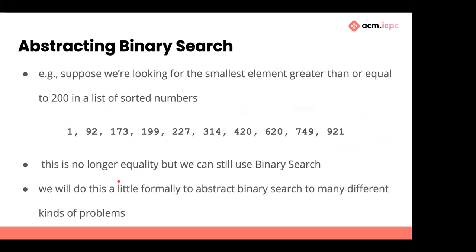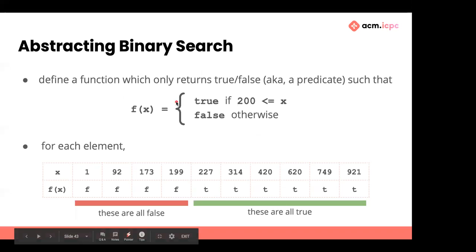And before we just jump into the code, I believe just looking at the code is also intuitive for this problem. We're actually going to formalize this a little bit so that we can abstract binary search to a bigger class of problems that are more involved, what we're going to call predicates. So let's first define this function that we call a predicate. A predicate is simply a function that returns either true or false based on some condition. And we're going to define the condition as follows. F of x is true for some value x if x is greater than or equal to 200.